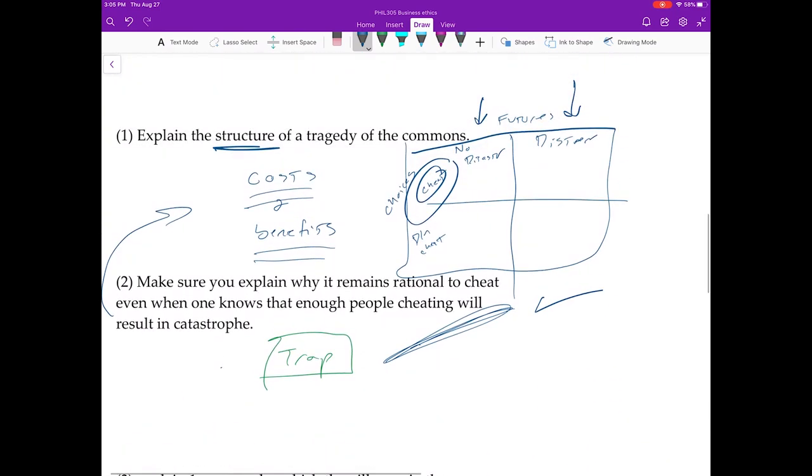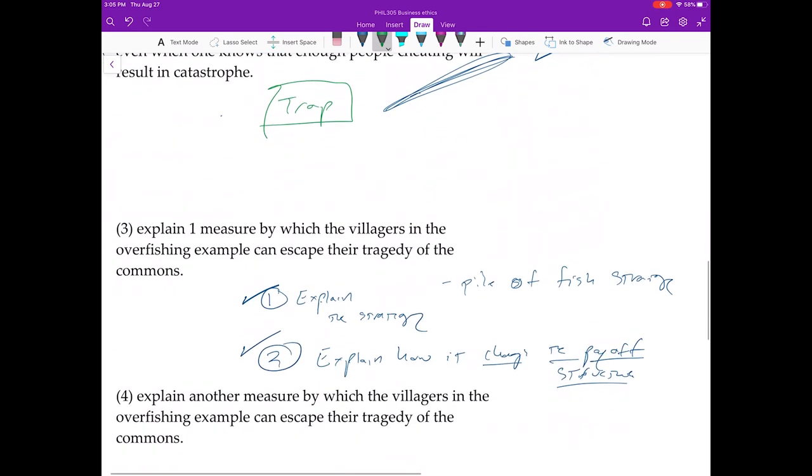So you go back here and you're like, in the cases where you cheat, you always got that little benefit from having the extra fish. But if we're all just putting our fish into one big pile, well, now there's not that little bit of extra benefit. Okay.